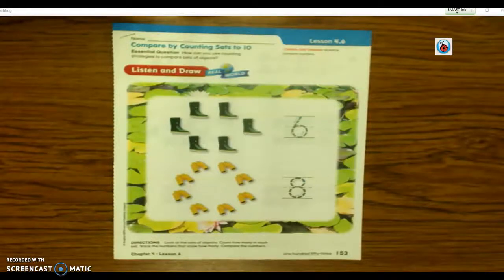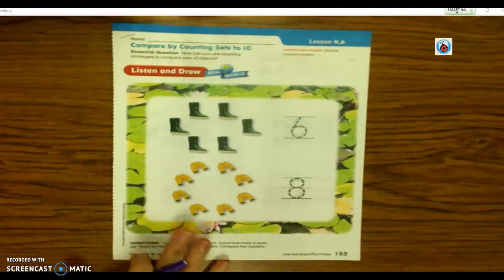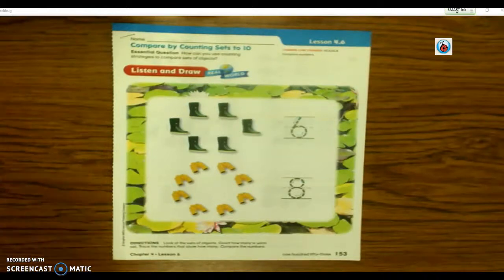Kindergarten, we are ready for math. We are comparing numbers by counting sets to 10.